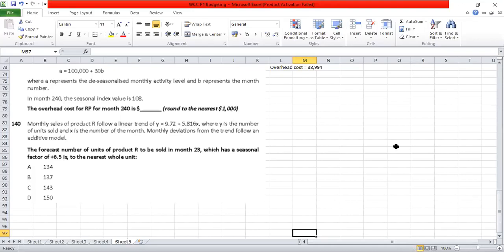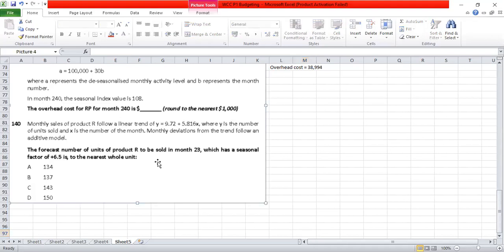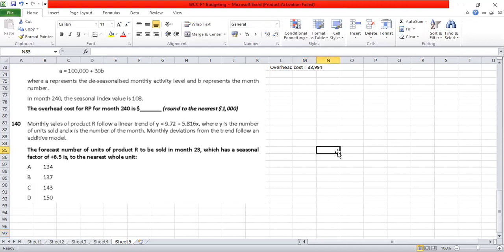where Y is the number of units sold and X is the number of the month. Monthly deviations from the trend allow an additive model. The forecast number of units of product to be sold in month 23, which has a seasonal factor of plus 6.5, to the nearest whole unit.